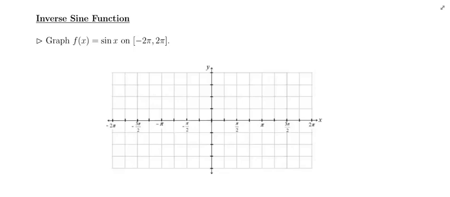The first thing we're going to do is graph f of x is equal to the sine of x over the interval from negative 2 pi to 2 pi. Okay, so notice here I'm talking about good old sine of x. This has nothing to do with the inverse function just yet. This particular course really does not review the graphs of trig functions, so you may have to jog your memory about what the sine of x looks like.